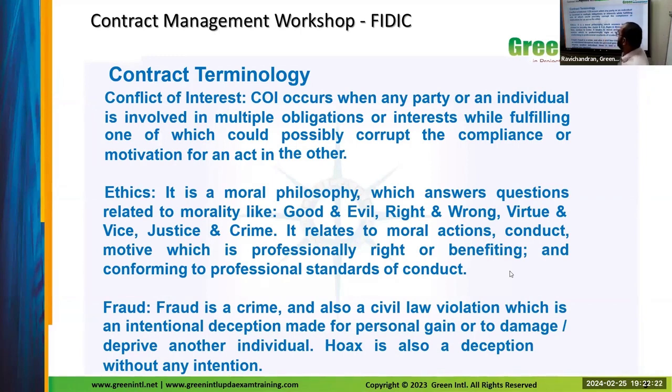Then it's about ethics. It's moral philosophy, which answers questions related to morality, like good and evil, right and wrong, virtue and vice, justice and crime. It relates to moral actions and conduct, which is professionally right or befitting and conforming to professional standards of conduct. So take ethical practices like slavery: in the contract, you should not include labor hours of 20 hours or something like that, which will cause ethical questions as to how you can employ a laborer as a slave. Then it becomes slavery. So that kind of ethical question can come.